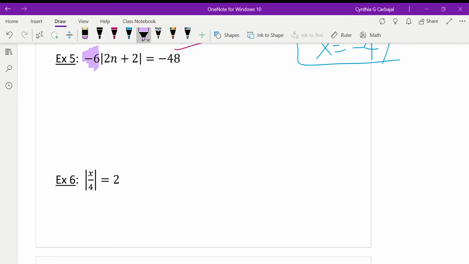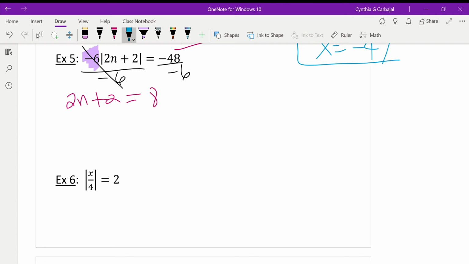Alright, since there is a negative 6 in front of the absolute value signs, it is touching it, so that's multiplication. So to get rid of it, we have to divide. And I need to do that first because the absolute value sign must be isolated. So I divide and I divide. So that's going to be |2n + 2| equals, and that gives me a positive 8.